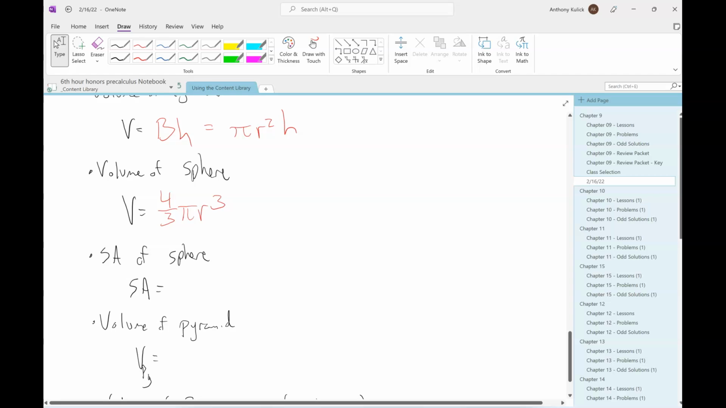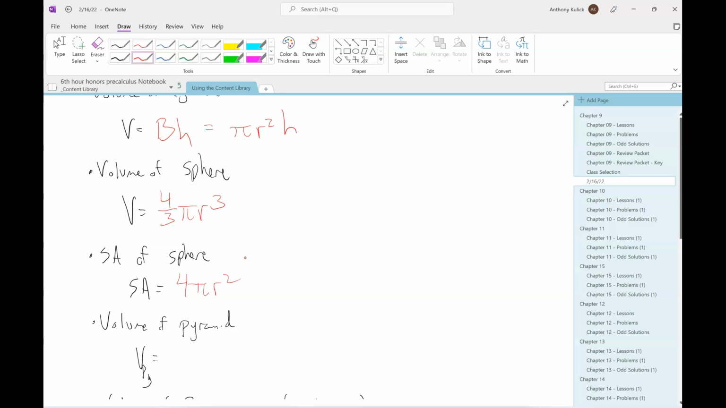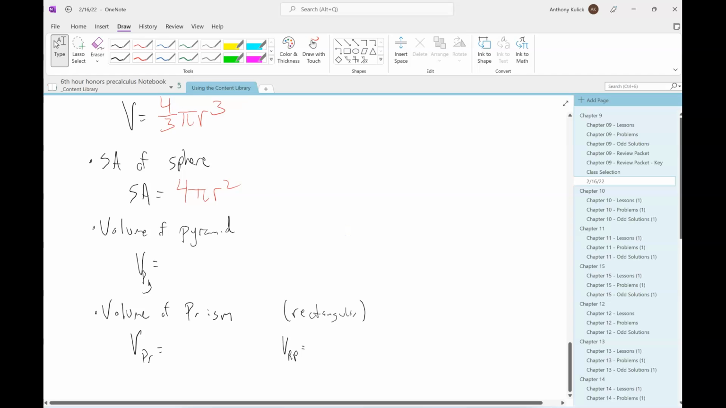How about the surface area for a sphere? Anybody remember this one? It's 4 circles. Weird. Also kind of a tricky derivation. If you tried to derive that in your geometry course, you may have or you may not have.